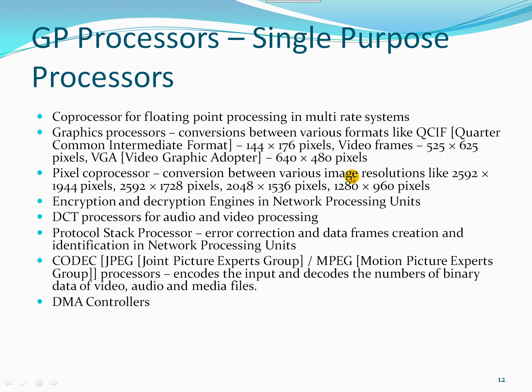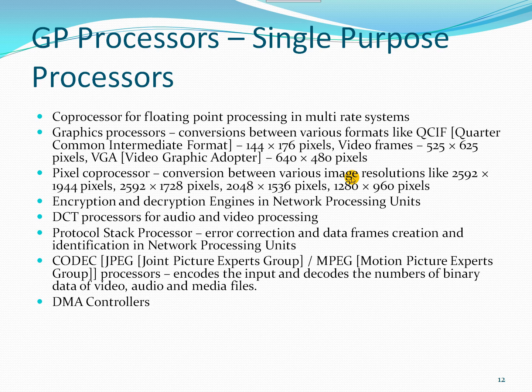So conversion between these kinds of image resolutions is very much needed in the case of digicams and all the camcorders. So we need to have a pixel coprocessor for those kinds of applications in order to do the real-time capturing of images and storing them in the memory cards. Storing on memory cards in formats like JPEG is very much essential, so we will be having these kinds of coprocessors.